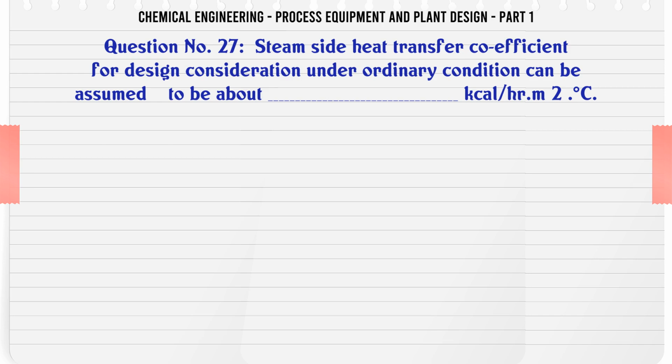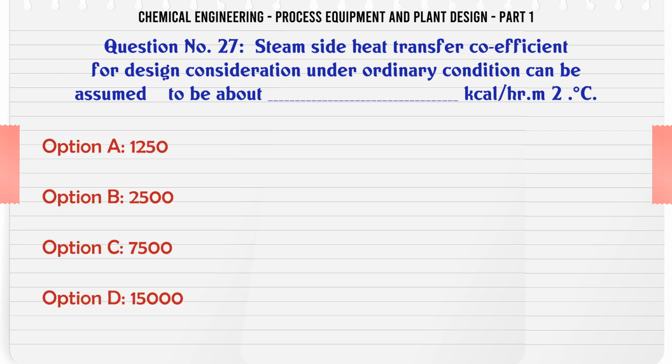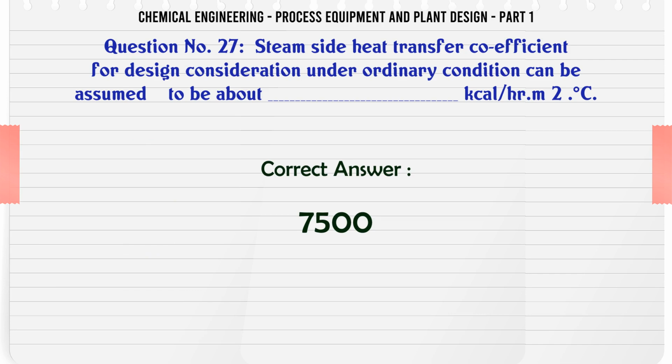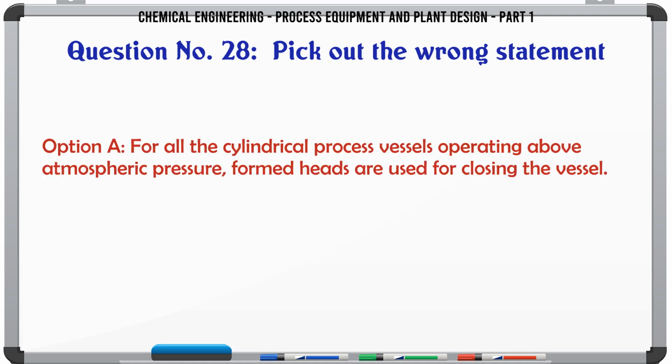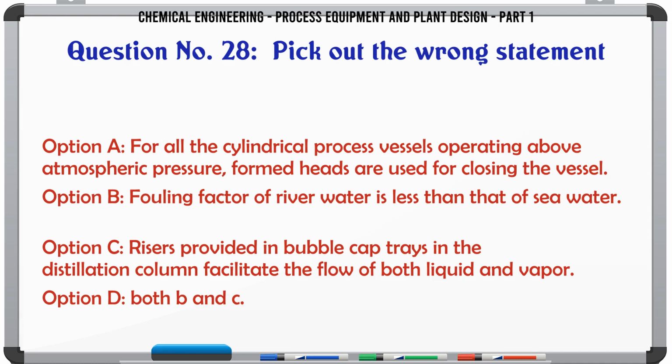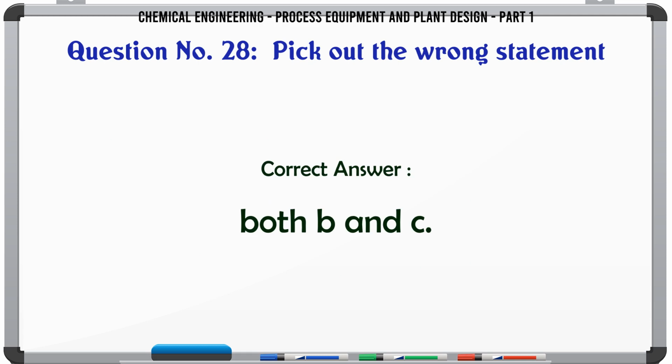Steam side heat transfer coefficient for design consideration under ordinary condition can be assumed to be about blank kilocalories per hour per square meter per degree C. A. 1250. B. 2500. C. 7500. D. 15,000. The correct answer is 7,500. Pick out the wrong statement. A. For all the cylindrical process vessels operating above atmospheric pressure, formed heads are used for closing the vessel. B. Fouling factor of river water is less than that of sea water. C. Risers provided in bubble cap trays in the distillation column facilitate the flow of both liquid and vapor. D. Both B and C. The correct answer is both B and C.